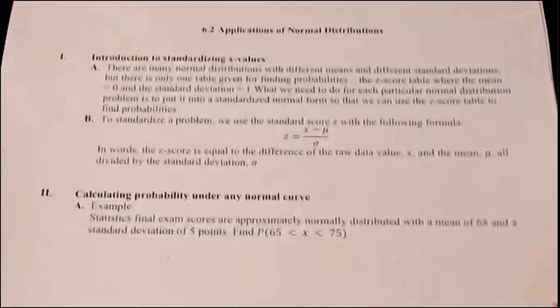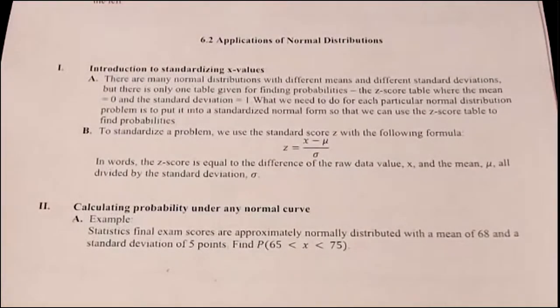Let's try some applications here. Kelly, would you go ahead and read part A for Introduction to Standardizing X Values? Sure. There are many normal distributions with different means and different standard deviations, but there is only one table given for finding probabilities. The z-score table where the mean equals 0 and the standard deviation equals 1. What we need to do for each particular normal distribution problem is to put it into standardized normal form so that we can use the z-score table to find probabilities.